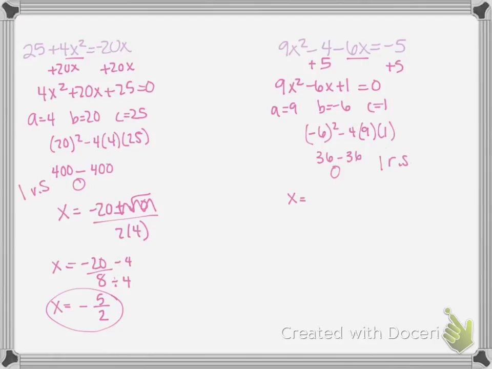So I've got x is equal to negative 6, and for negative b it becomes positive. The square root of 0 over 2 times a. He'll go away. X is equal to 6 over 18. They're both divisible by 6, so 1 over 3.